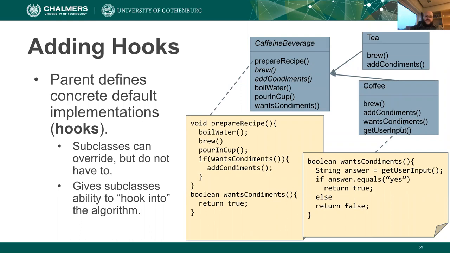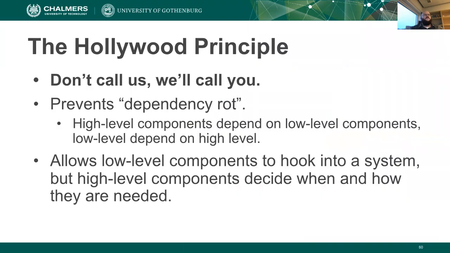This gives us a way to provide a default implementation so that we can override something, but we don't have to. The Tea class might not override this. And so we get milk in our tea, whether we want it or not. In the coffee, we are going to override this, and we ask the user if they do want condiments through an additional method that's not part of the core algorithm.